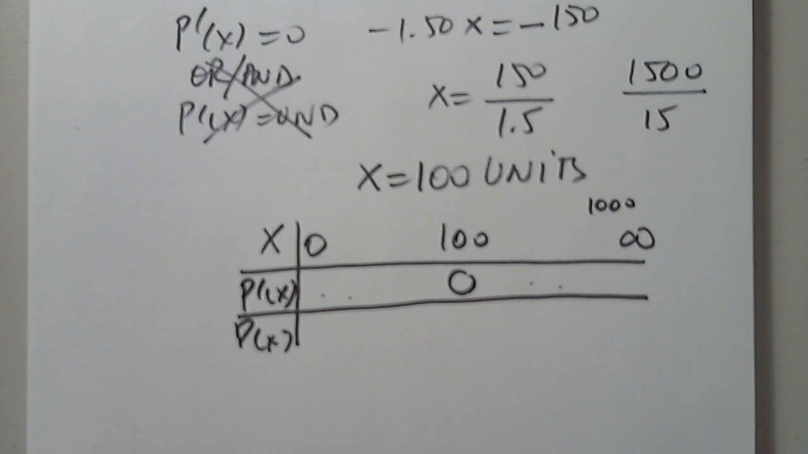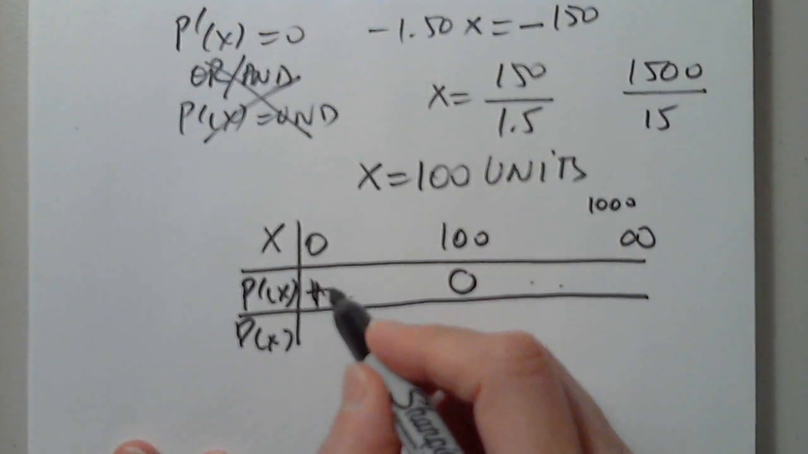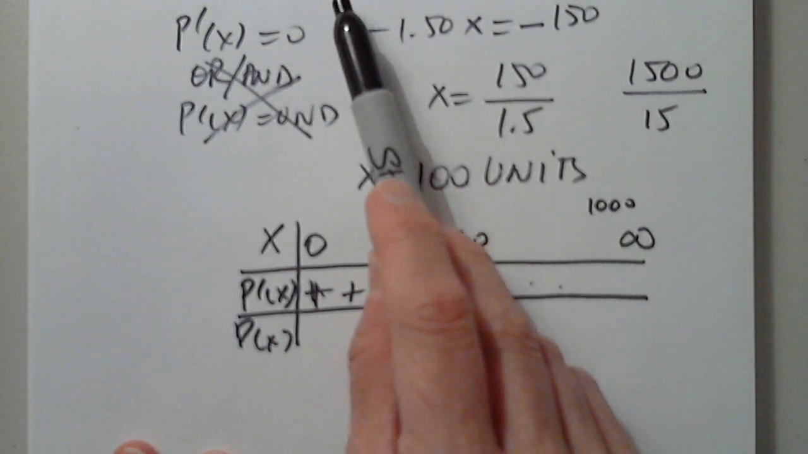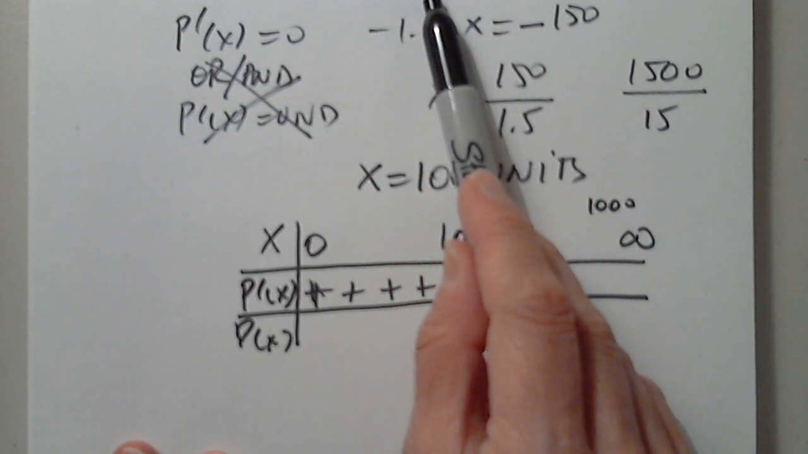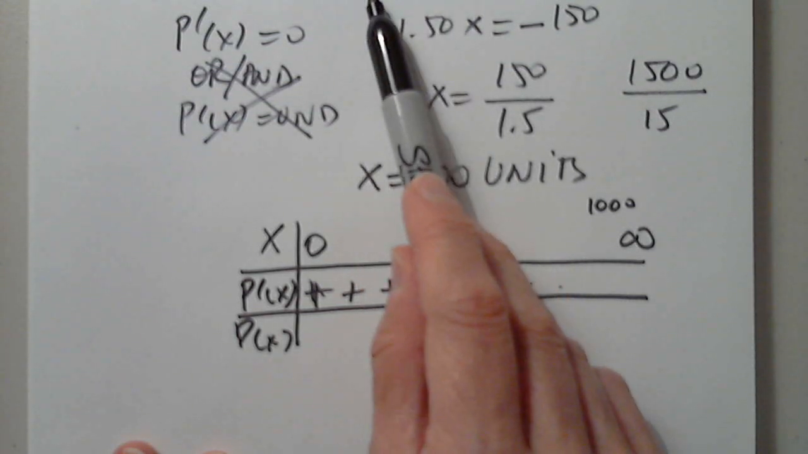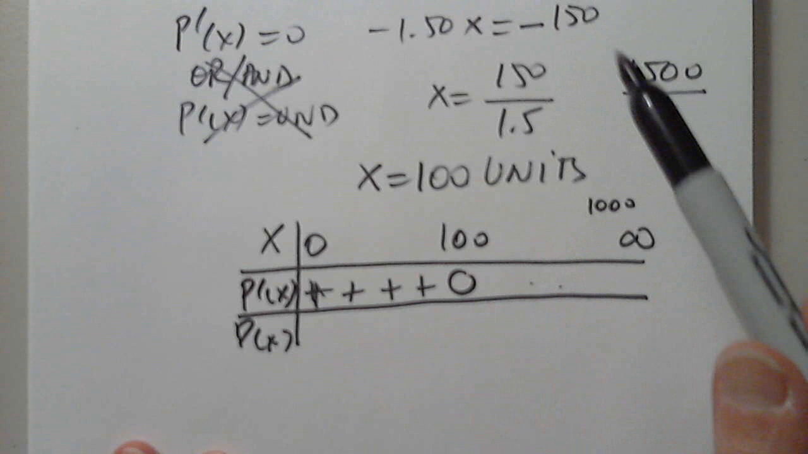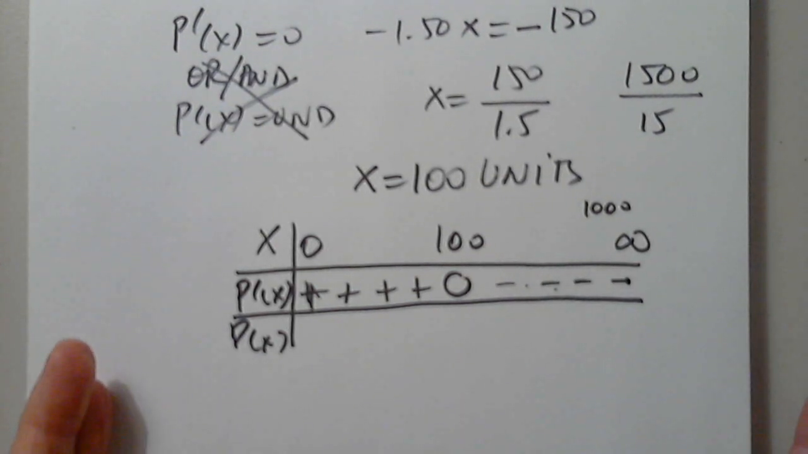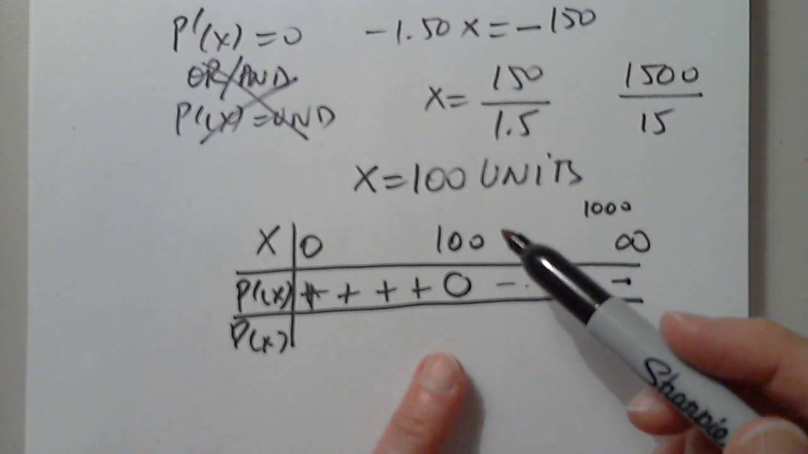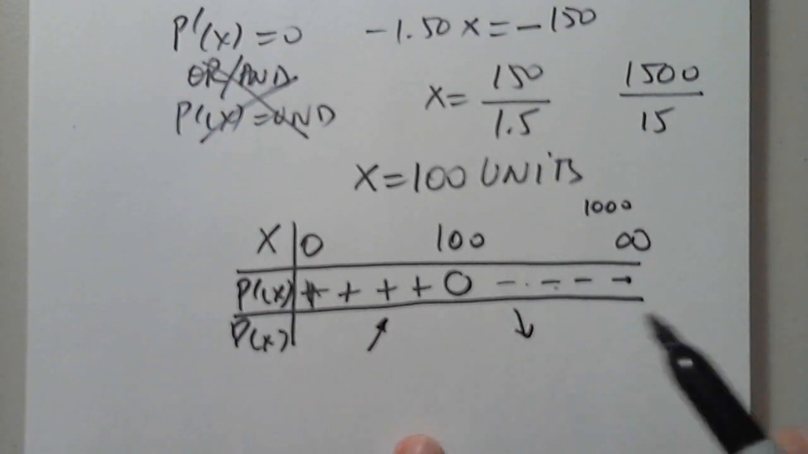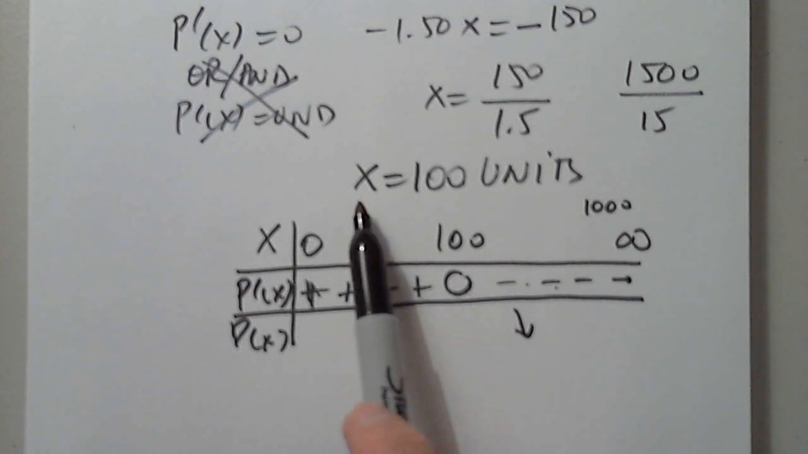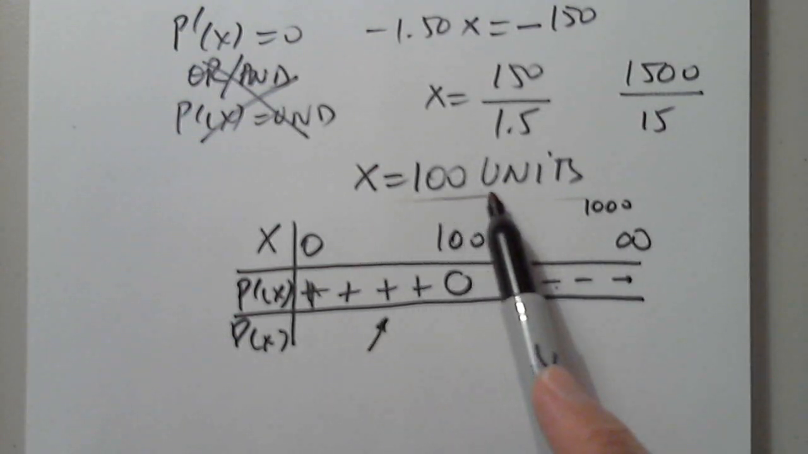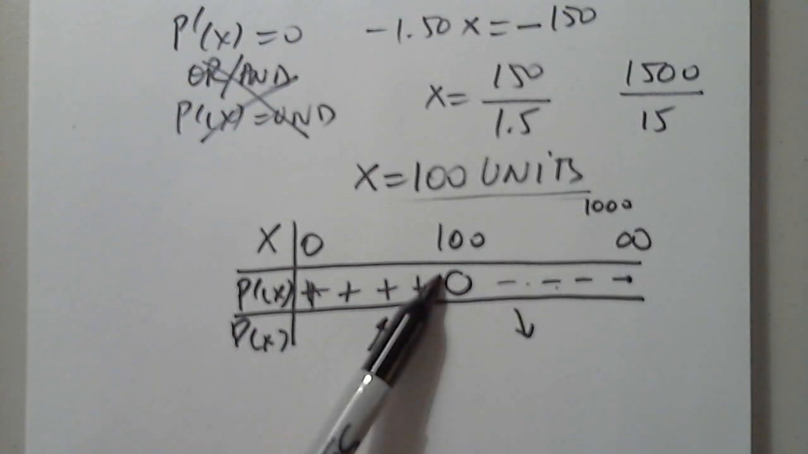Positive. Yes, indeed, of course positive. And when we plug in 1,000, this will be 1,500, right? 1,500 minus 150 definitely will be negative. And this looks good. So it's definitely a maximum. No questions? So if they manufacture 100 units, assuming they sell them, they will get a maximum profit.